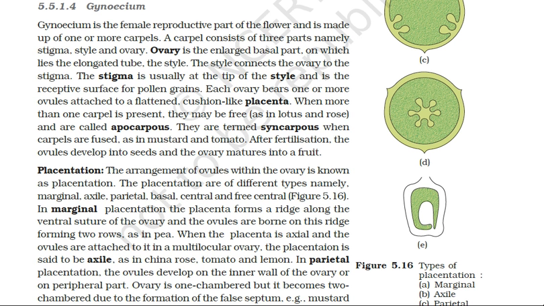Now, what is placentation? I told you just now about the placenta, that ovary bears one or more ovules attached to a flattened cushion-like structure called as placenta. So the pattern of arrangement of ovules or the placenta within the ovary is called placentation. Placentation are of different types. They are marginal, axial, parietal, free central, and basal. Here you can see them on the screen.